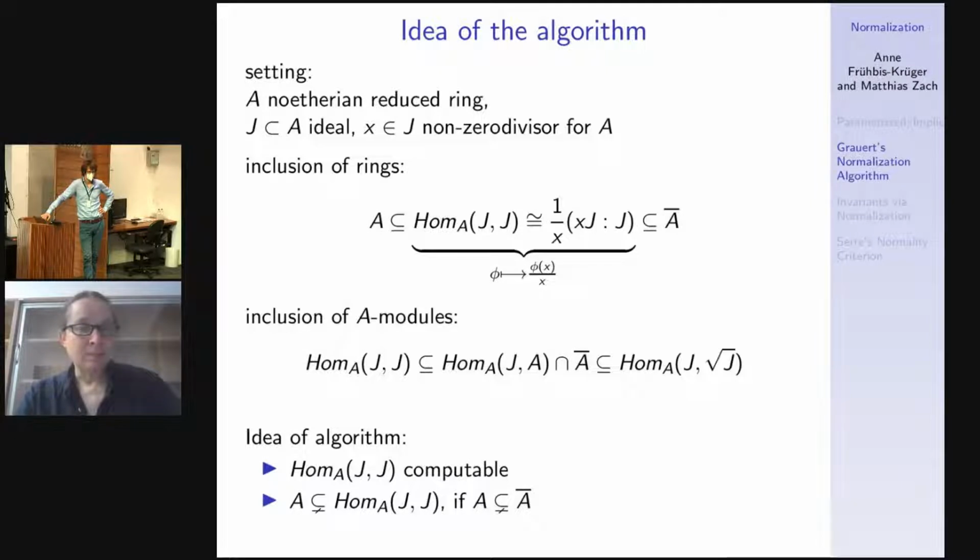So as I already said, the idea of the algorithm is that our homomorphisms from J to J are indeed computable, because we can compute ideal quotients by Gröbner basis methods, and we can also check that whenever A is not normal, then A will not be the same as the A homomorphisms from J to J. And therefore we enlarge. We take this new ring to be our new A. We enlarge again, and in this way we are moving upwards towards normalization.